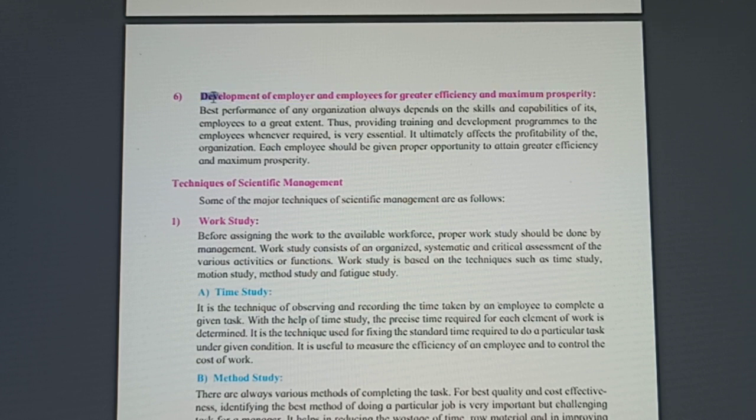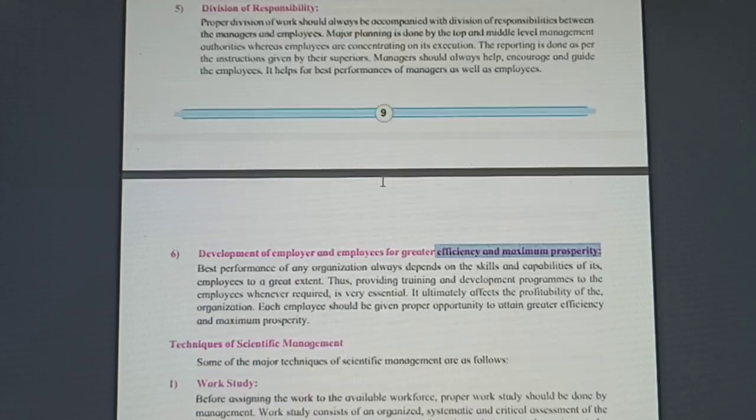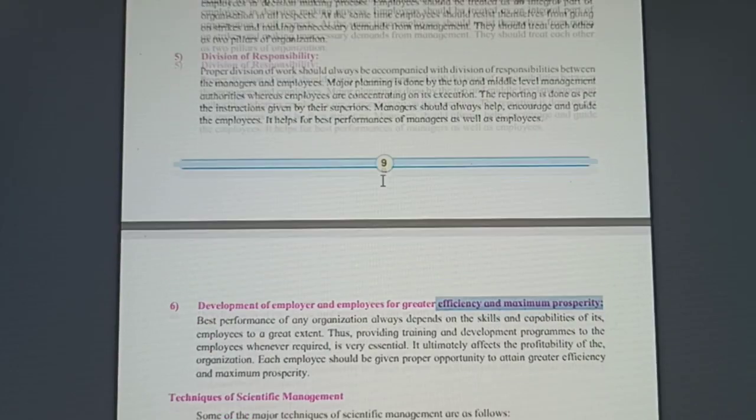The employer should see that the employees are developed, and employees should see that the employer has been given the exact desired results for his work being done. So this cordial relationship between employer and employees is very important for the greater efficiency of the company. So these are the 6 principles of scientific management.